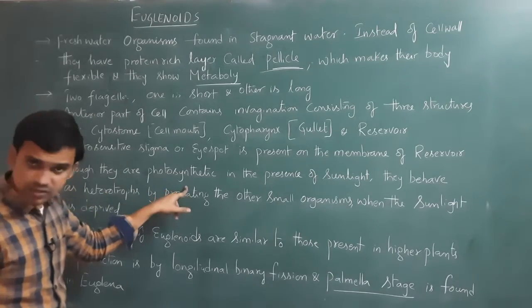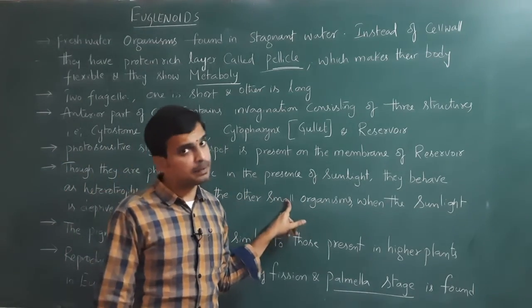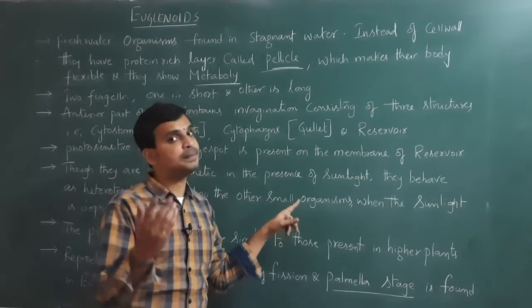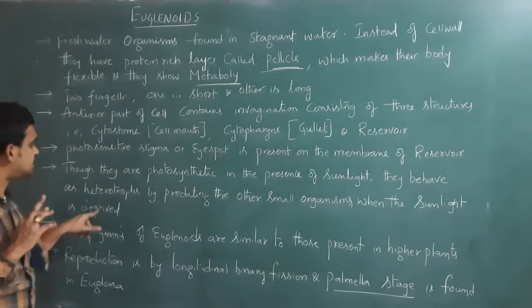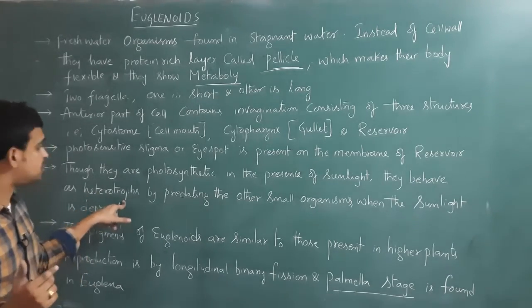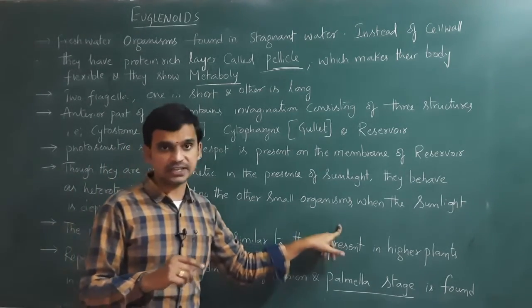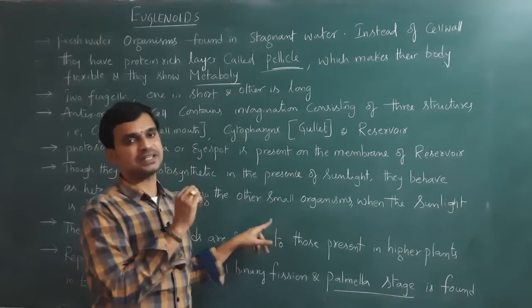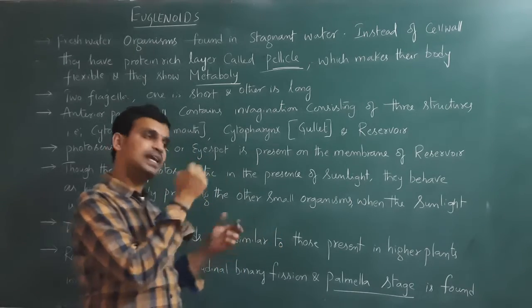So though they are photosynthetic, in the presence of sunlight they can prepare their own food material and behave as autotrophs. When the sunlight is deprived, that is, in the absence of sunlight, they behave like heterotrophs by predating other small organisms. They can kill the other small organisms and eat them.